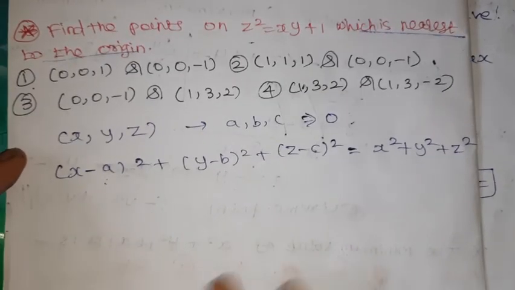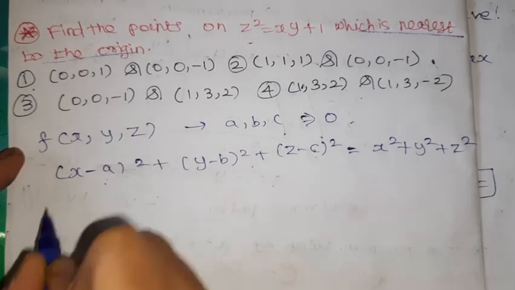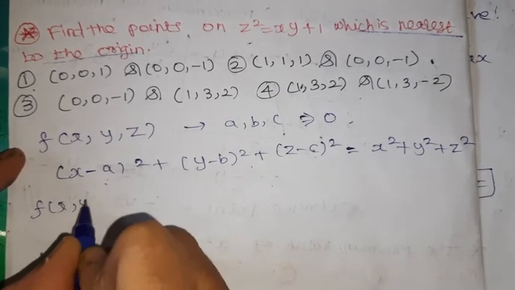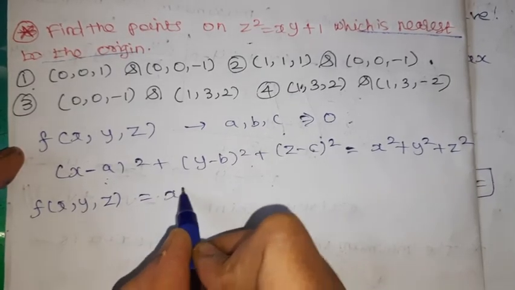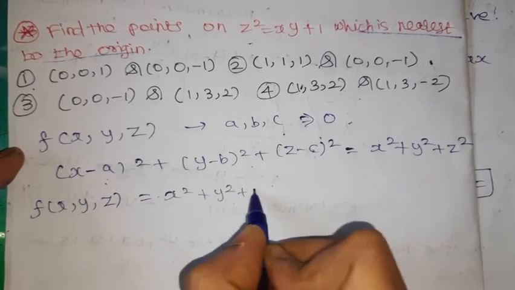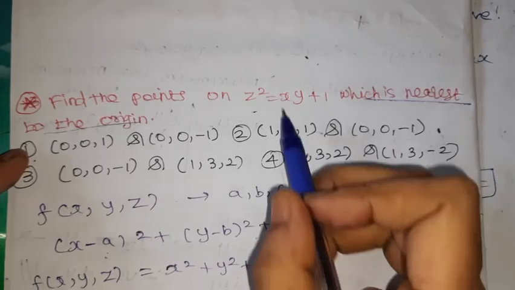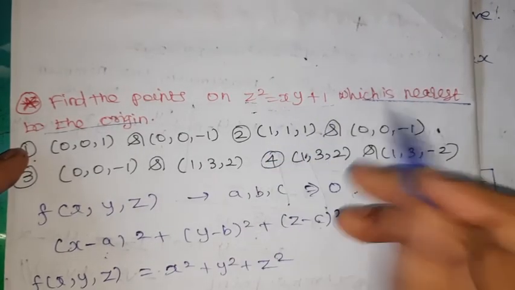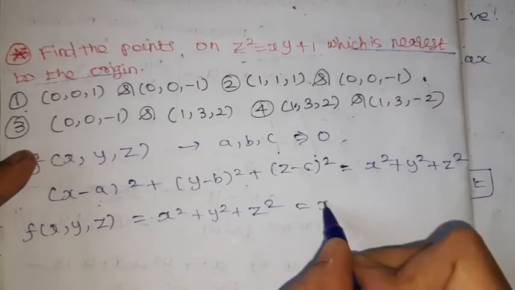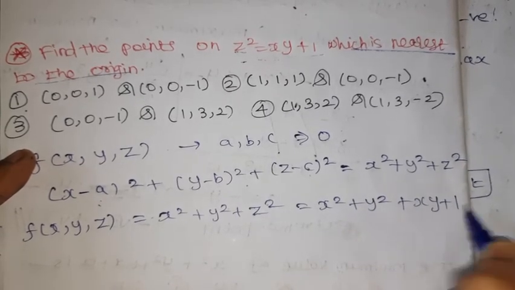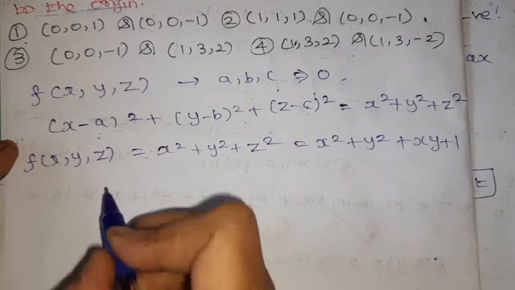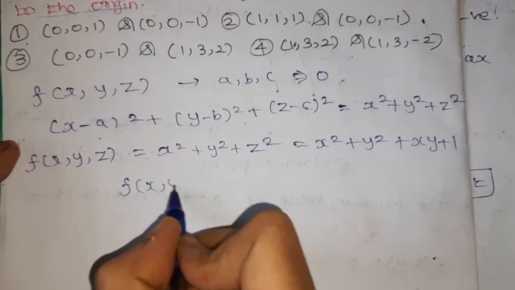So it is a function of x, y, z. Function of x, y, z equal to x square plus y square plus z square. From this question, z square is given as xy plus 1. So substitute: x square plus y square plus xy plus 1. So this is the function of x, y, z. I am writing very clear.